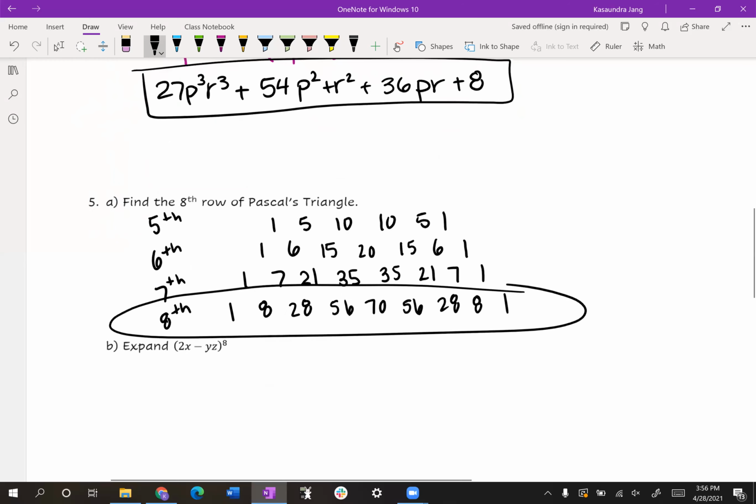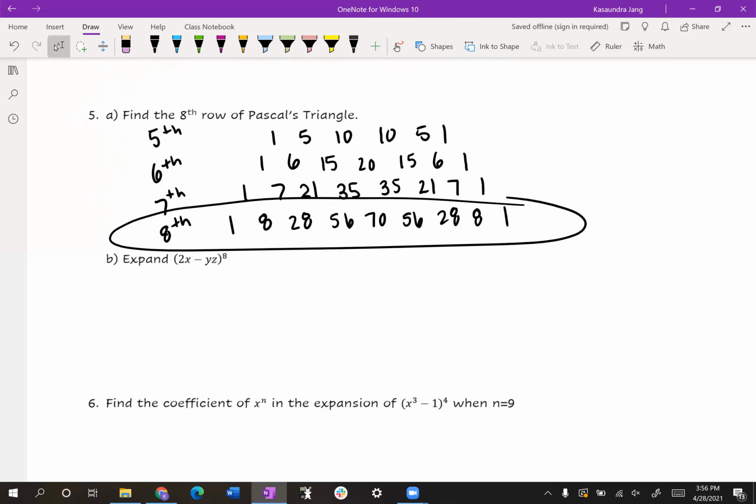And that helps us with part B where we expand. So those are all of the coefficients now. Really long. 1 and 8, 28, 56, 70. Oh my goodness. And then that's only halfway through, and you get all the rest of them.